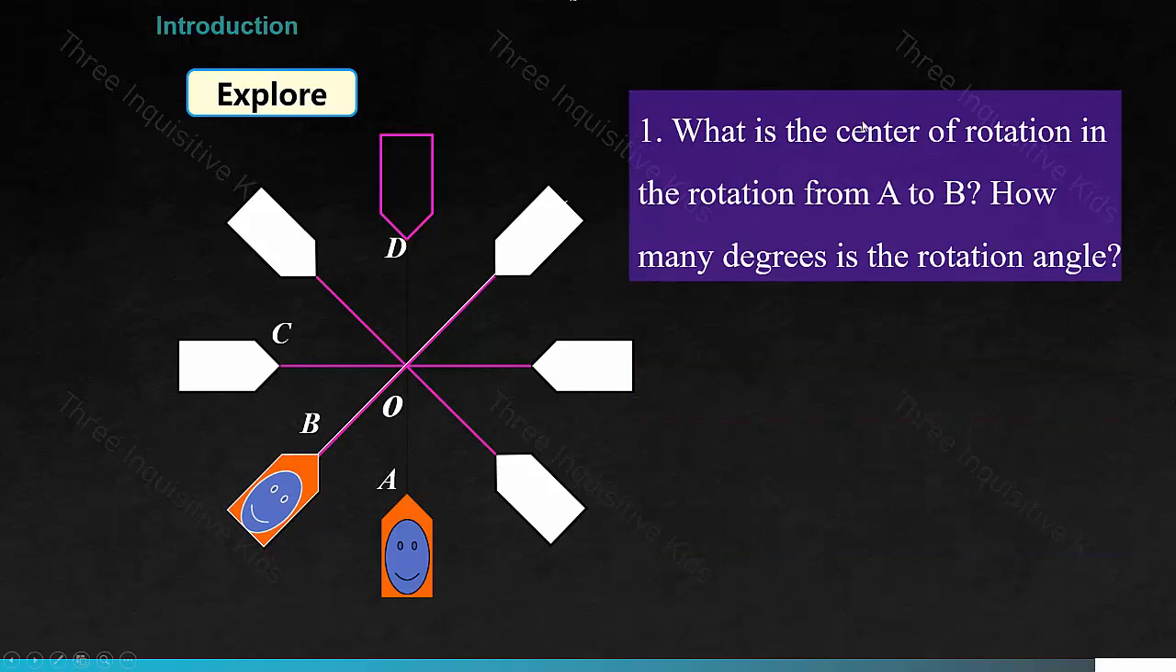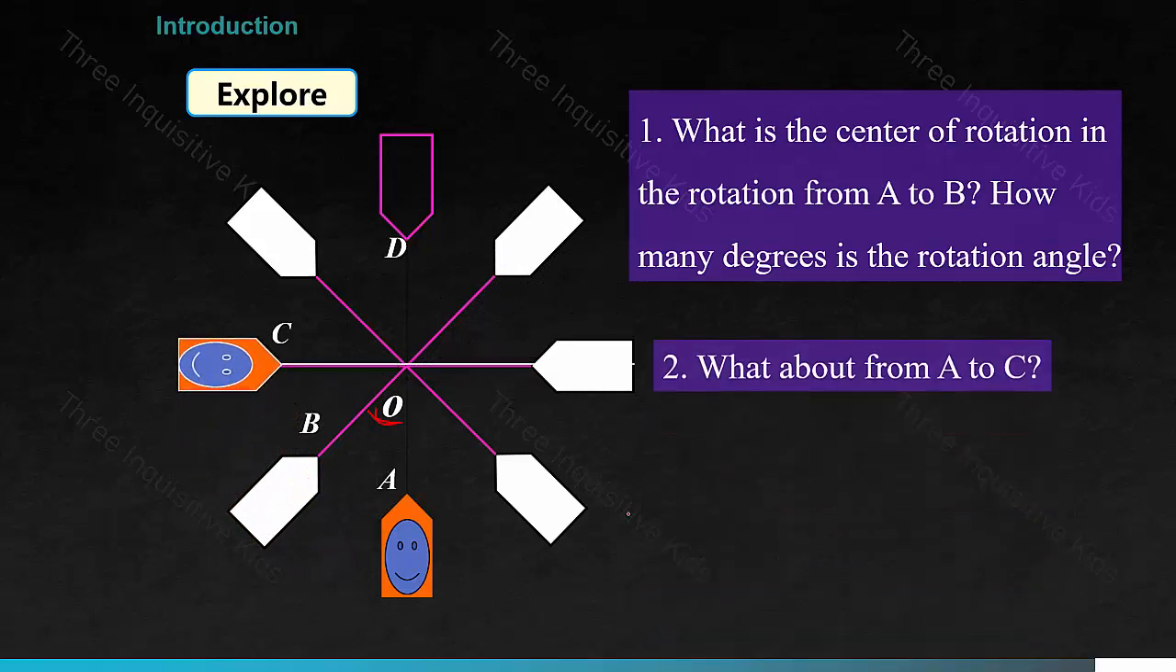What is the center of rotation in the rotation from A to B? How many degrees is the rotation angle? It's asking you, how much is this angle, the angle it rotated by? Well, now the rotation angle, as you can see, is 90 degrees. So then we can answer the previous question. Angle AOB is half of angle AOC, which means that angle AOB must be 45 degrees.